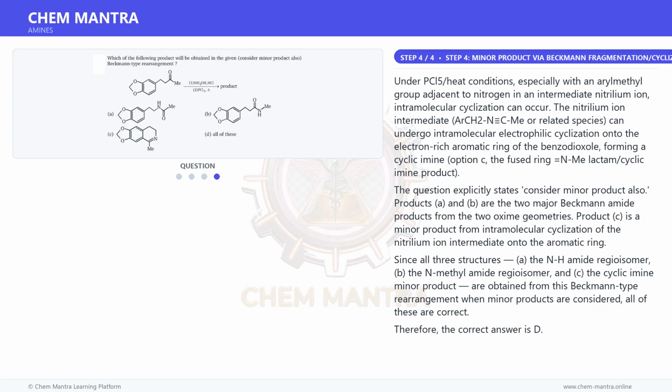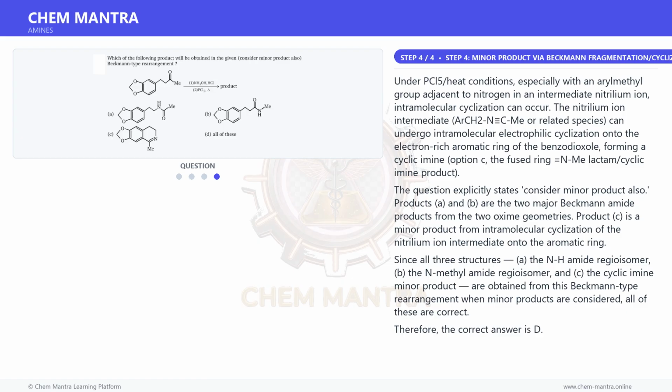And for the final step. Under PCl5 heat conditions, especially with an arylmethyl group adjacent to nitrogen in an intermediate nitrilium ion, intramolecular cyclization can occur. The nitrilium ion intermediate, ArCH2N≡C-Me or related species, can undergo intramolecular electrophilic cyclization onto the electron-rich aromatic ring of the benzodioxole, forming a cyclic imine, option C. The fused ring N-Me lactam cyclic imine product.